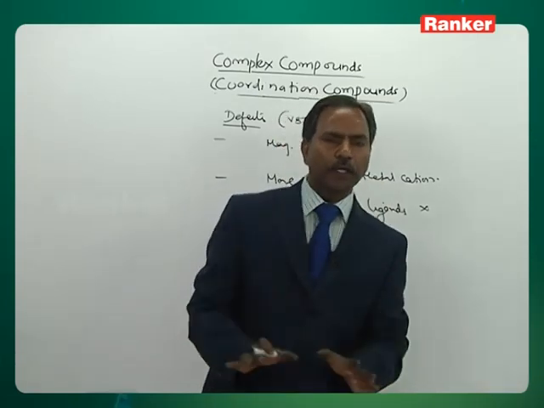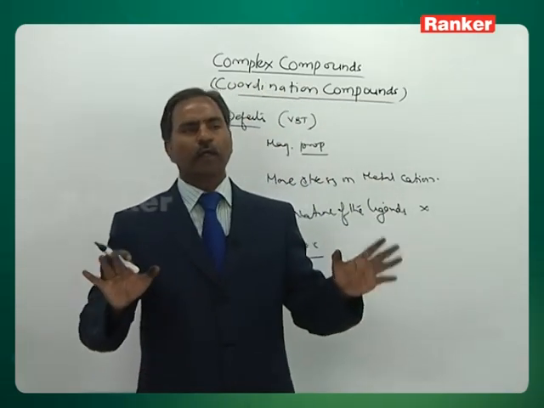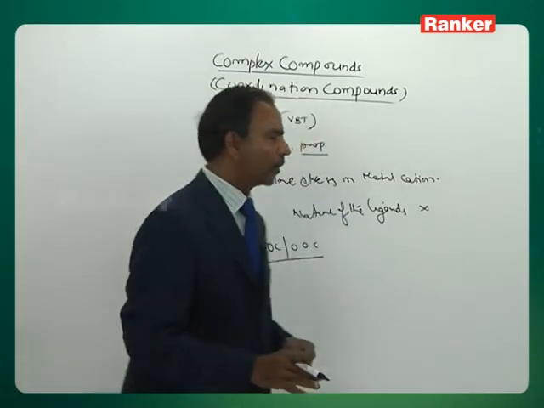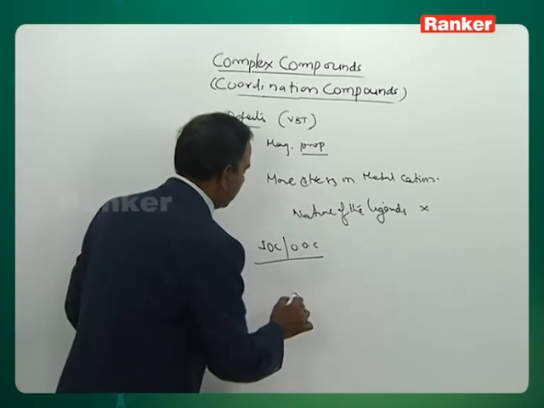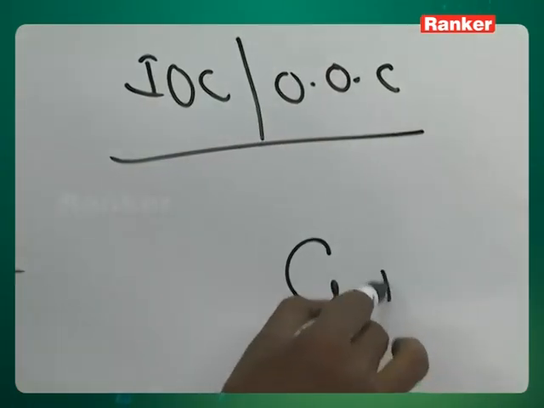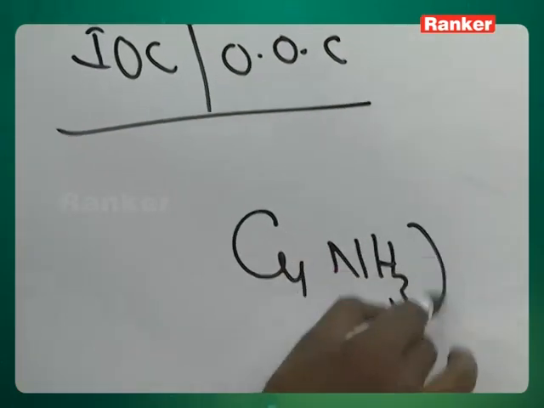In valence bond theory, there is no suitable explanation for the formation of inner and outer orbital complexes. Next, this theory also fails to explain the correct geometries of some of the metal complexes.